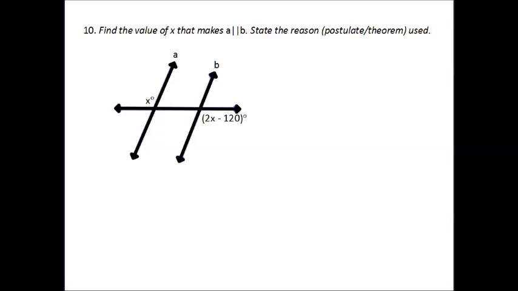Okay, find the value of x that makes the lines A and B parallel. And again, state the reason, postulate, and theorem that you used. Here we have to find the value of x that makes A and B parallel. Therefore, we don't have those marks yet because we don't know if they're parallel yet. But we have to find a number which will give us that answer.